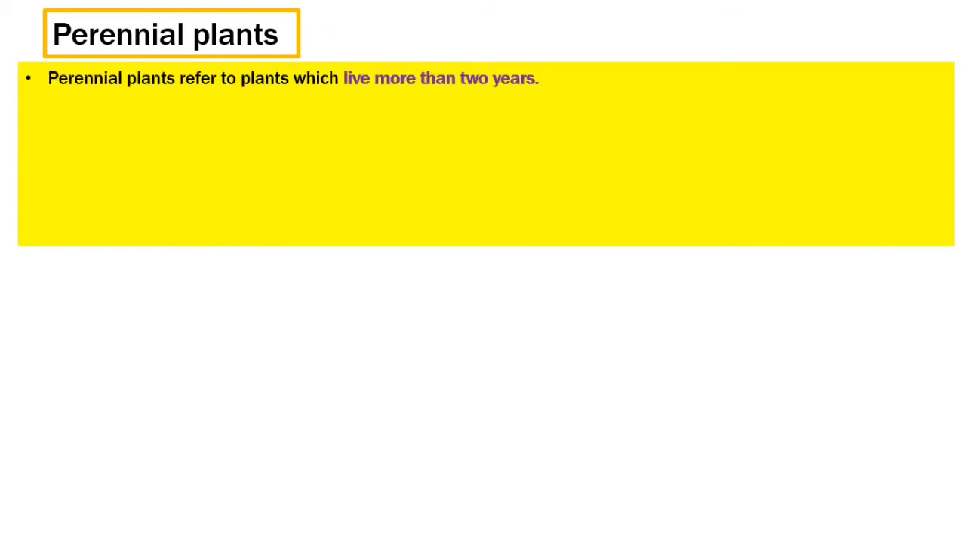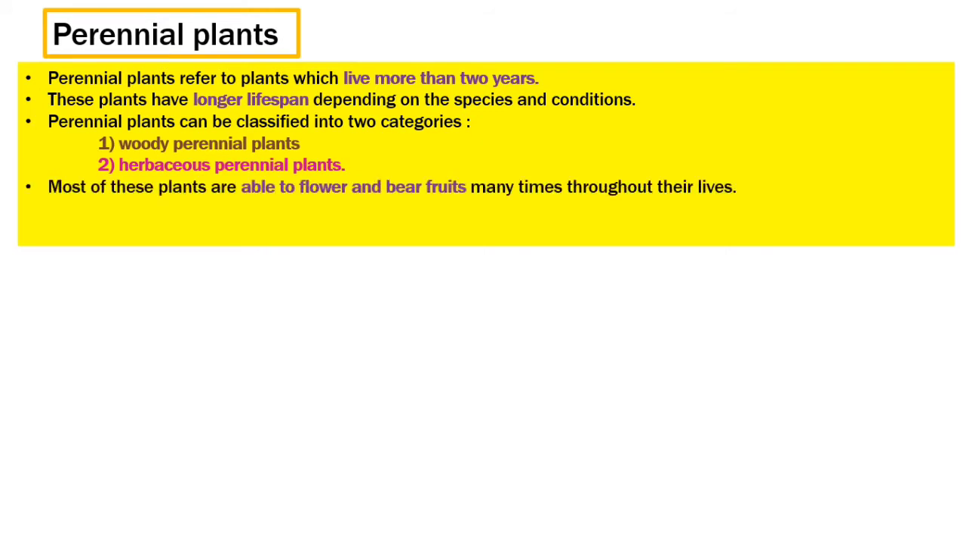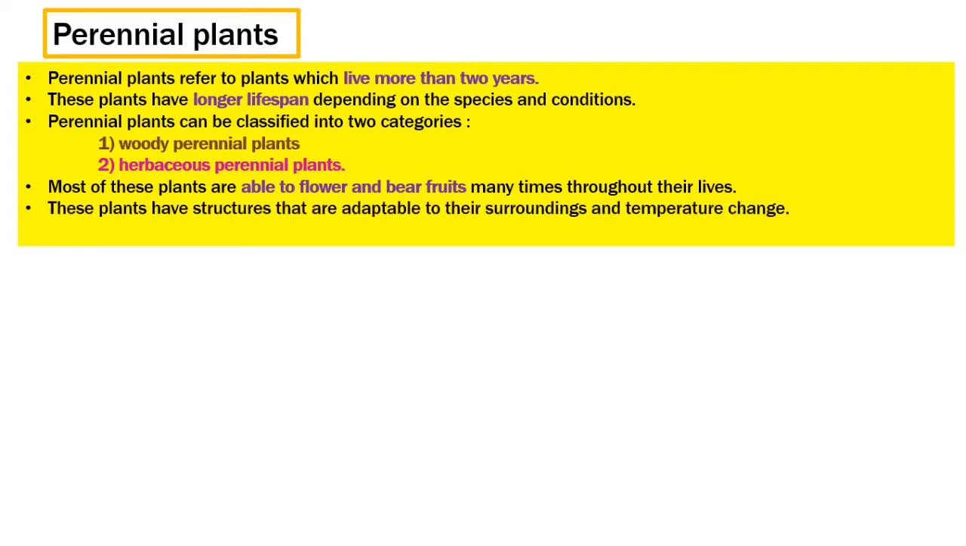Next, perennial plant. Perennial plants refer to plants which live more than 2 years. These plants have longer lifespan depending on the species and condition. Perennial plants can be classified into 2 categories. First, woody perennial plants. Second, herbaceous perennial plants. Most of these plants are able to flower and bear fruits many times throughout their life. These plants have structures that are adaptable to their surrounding and temperature change.